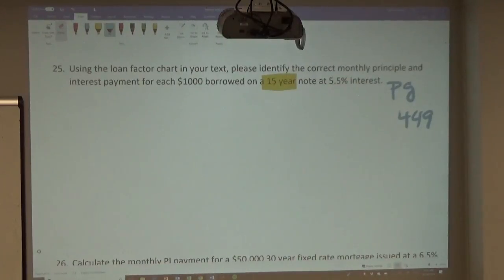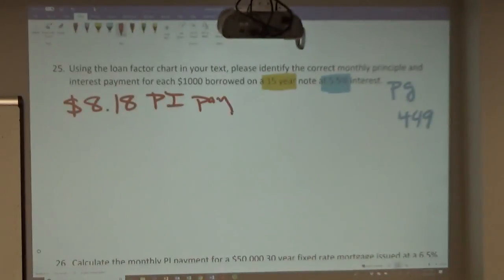You want to look at 5.5% interest. So 15 years, 5.5% interest, and that is going to be $8.18. Our loan factor is $8.18. So that's $8.18 in PI payment if we borrowed exactly $1,000. So for every $1,000 we borrowed, we're paying $8.18 monthly in principal and interest as far as repayment goes.